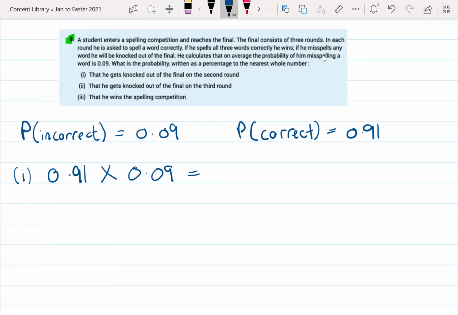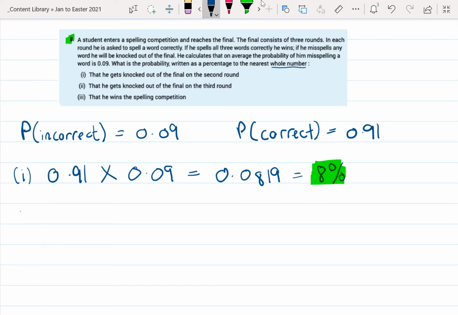That is 0.0819. And if we multiply that by 100, does it say to the nearest whole number? It does, to the nearest whole number. So if we multiply that number there by 100, we get 8% to the nearest whole. So there's an 8% chance here that this guy will get knocked out on the second round, okay?